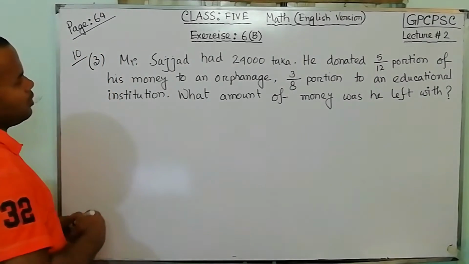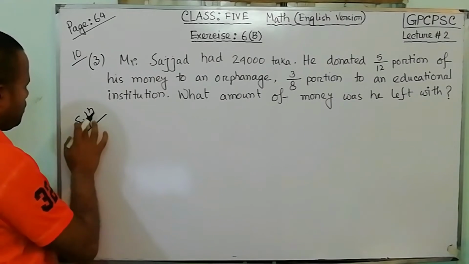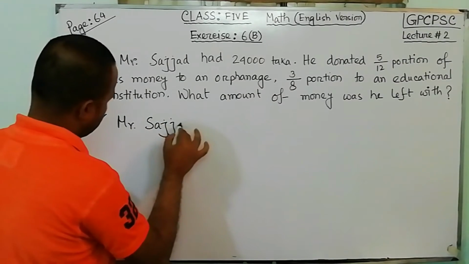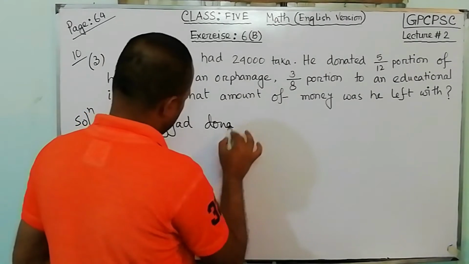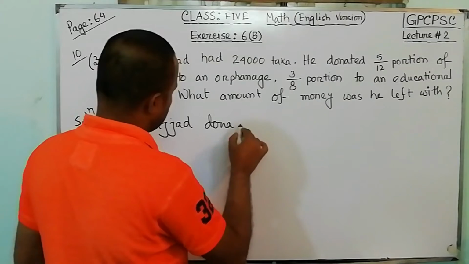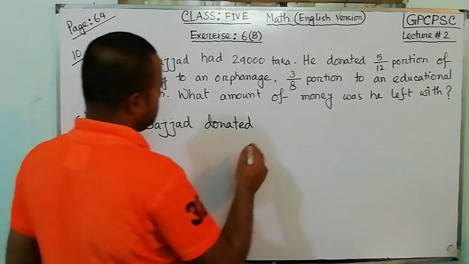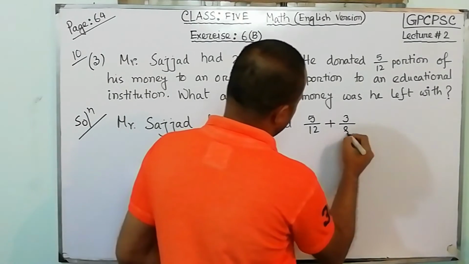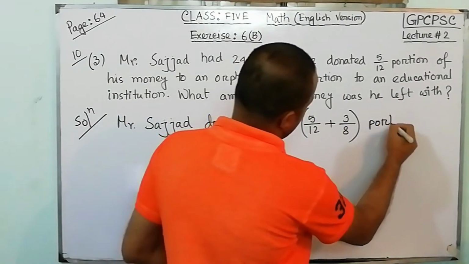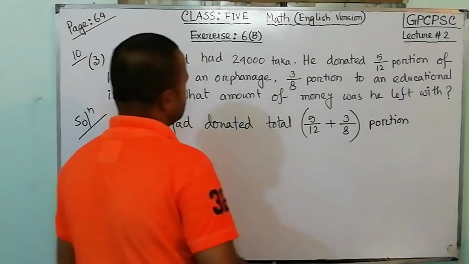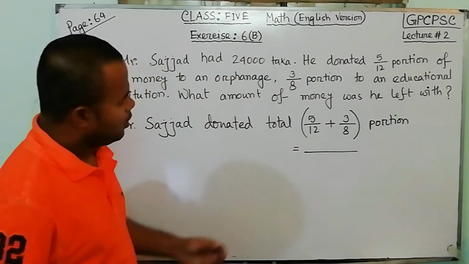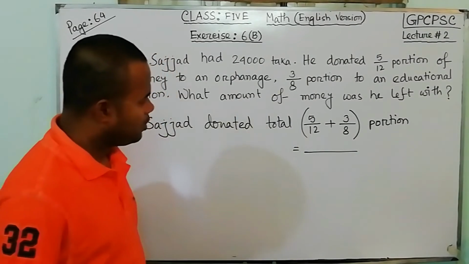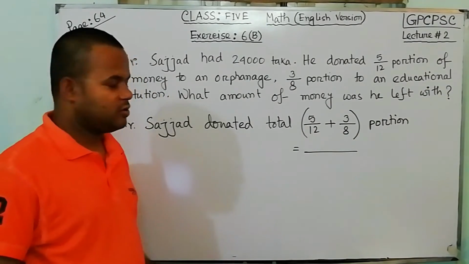So here Mr. Sajjad donated total 5 by 12 plus 3 by 8 portion. Here we have to find out the LCM of 12 and 8.